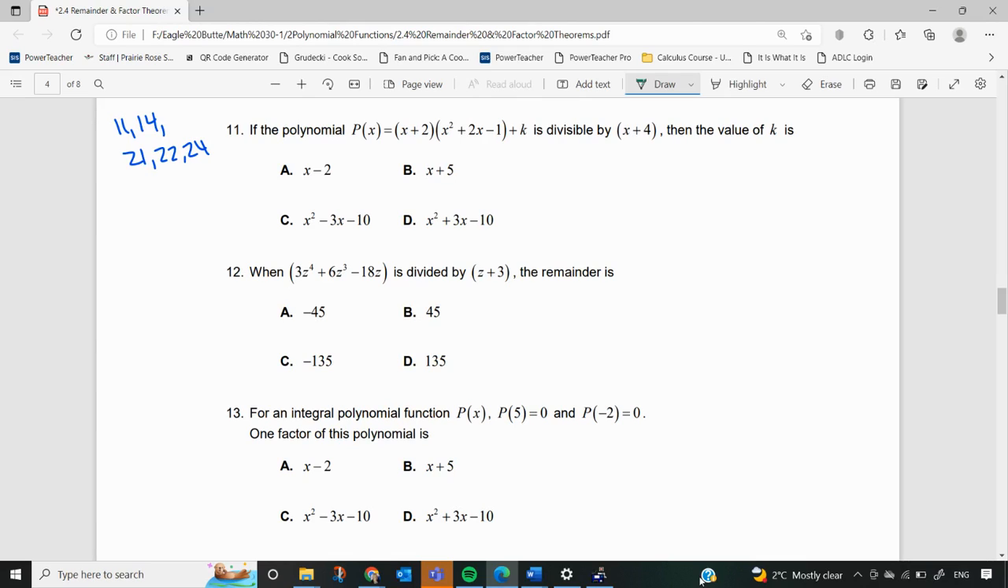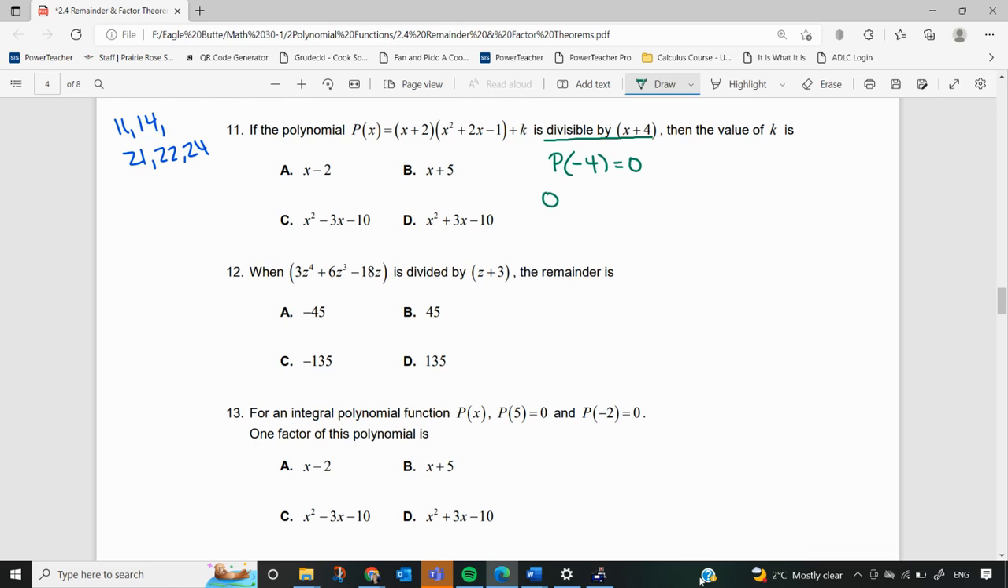So for question number 11, it says, if the polynomial p(x) = (x + 2)(x² + 2x − 1) + k is divisible by x + 4, then the value of k is. Now, some of you may want to go straight to synthetic division because that's what you're probably a little more familiar with. But remember, all of these questions can be done with the remainder theorem and the factor theorem. If something is divisible by x + 4, that means that p(−4) is going to equal 0. So we can sub that information into our expression.